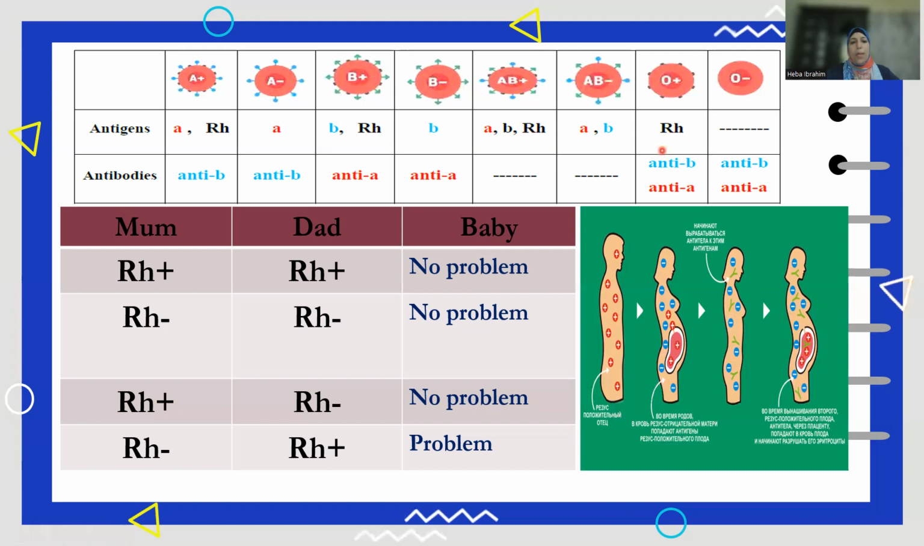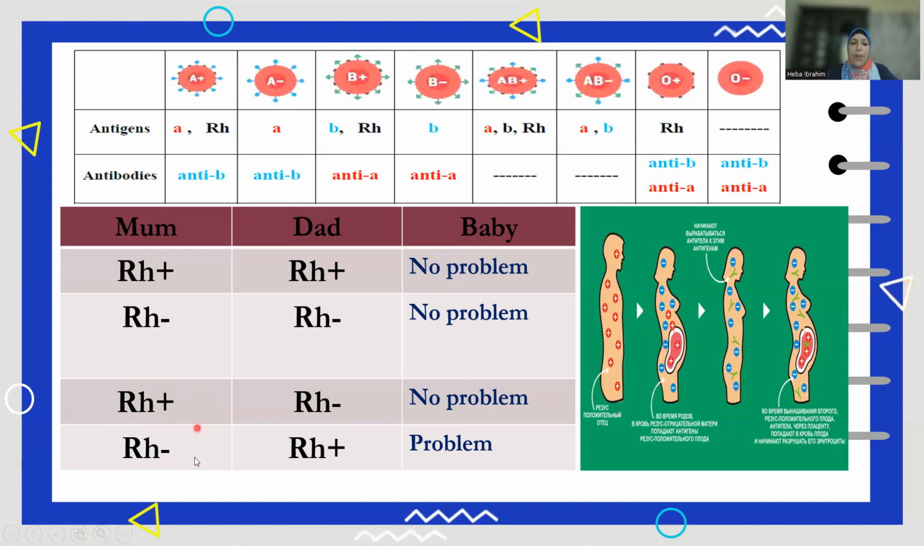But what is the importance of Rh factor to the pregnant woman? Firstly, if the mother is Rh positive and the father is Rh positive, the baby will be Rh positive, and there is no problem. If the mother is Rh negative and the father is Rh negative, the baby will be Rh negative. There is no problem. If the mother is Rh positive and the father is Rh negative, the baby will be Rh positive like his mother, because Rh positive is the dominant gene. It will dominate over the negative, and there is no problem.